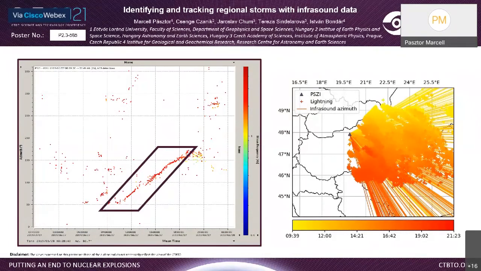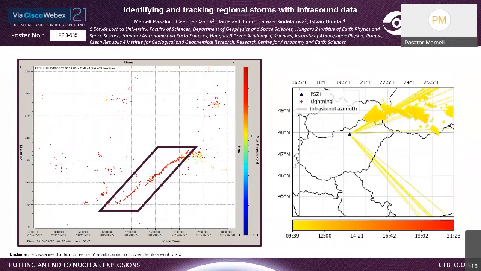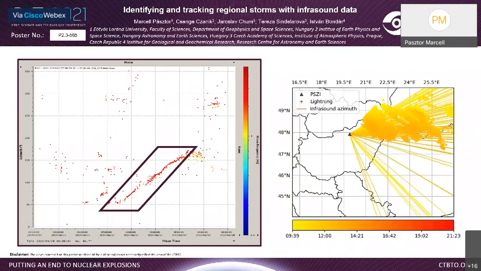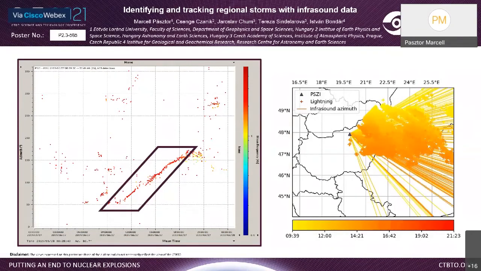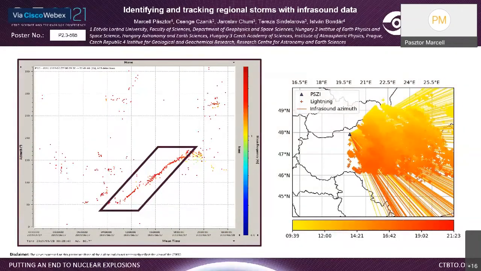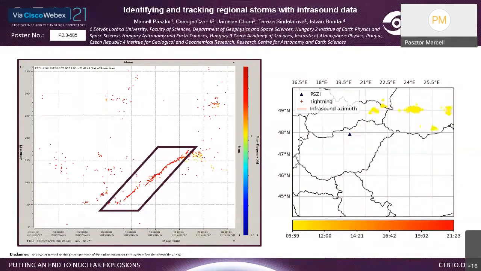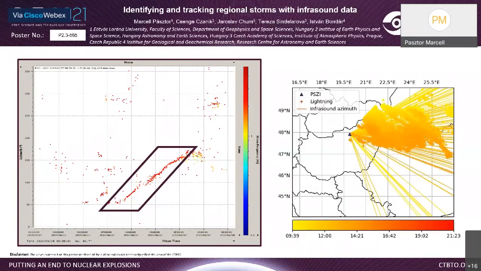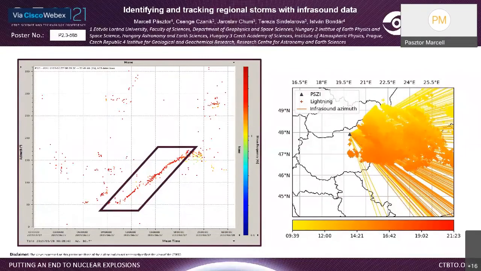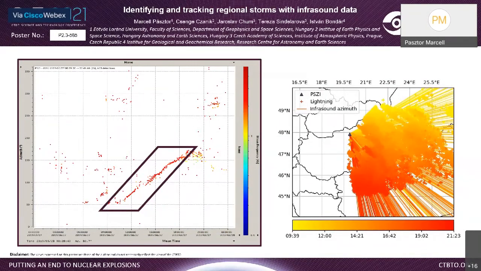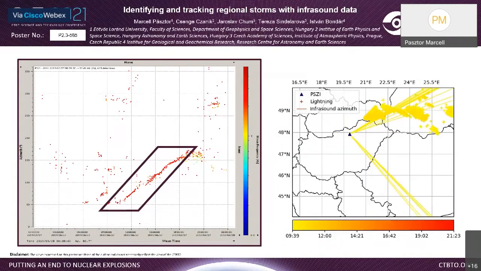In the time interval, 366 supposed storms were found. The detections were extracted to bulletin files. The figure on the left shows the PMCC detections on the 27th of June. And the detections in the purple bracket are likely to belong to a thunderstorm.